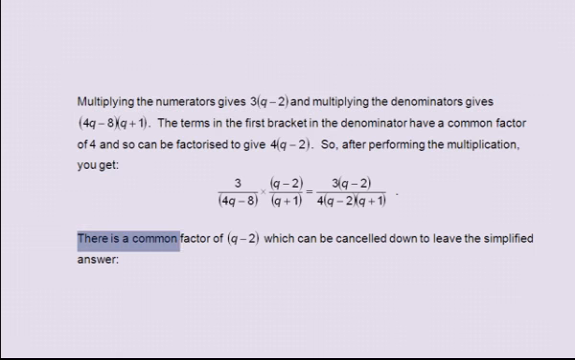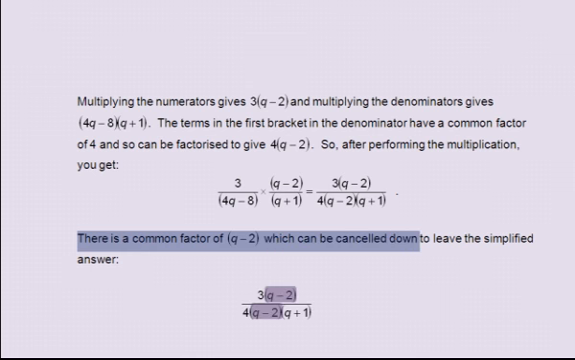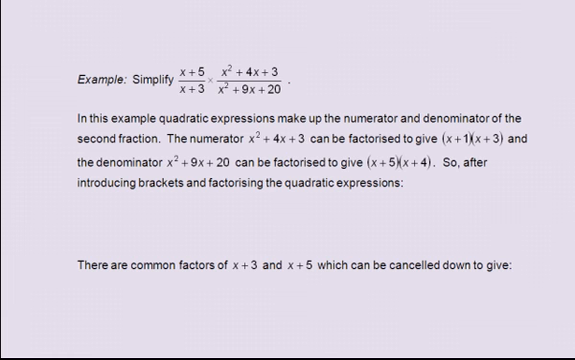There is a common factor of q minus 2, which can be cancelled down to leave the simplified answer: 3 divided by 4 times (q plus 1) in brackets. Brilliant. Let's look at a more complicated example.